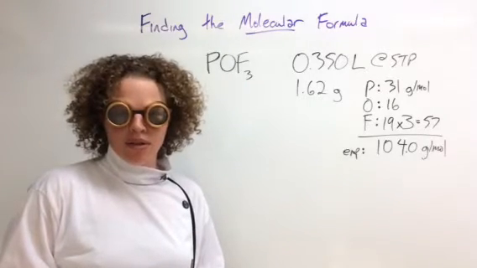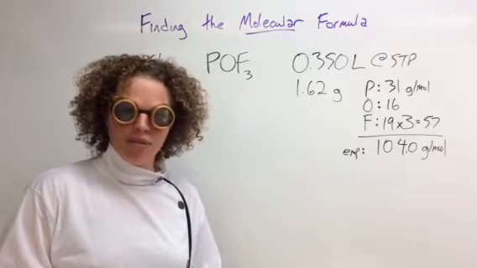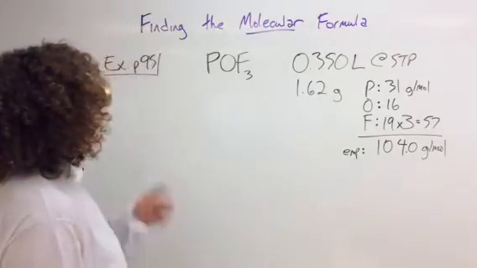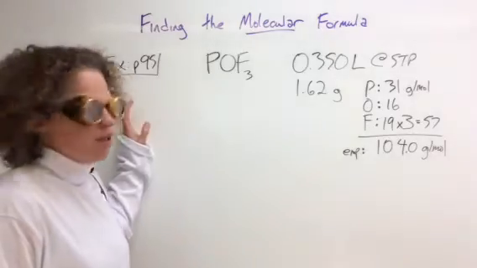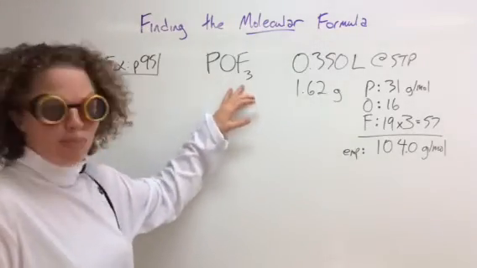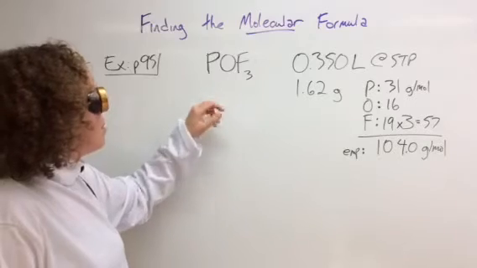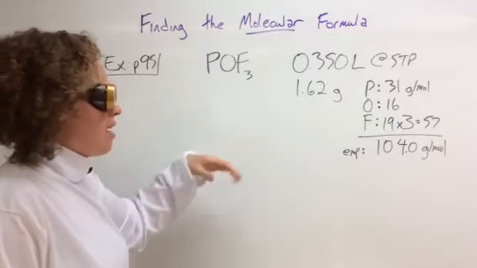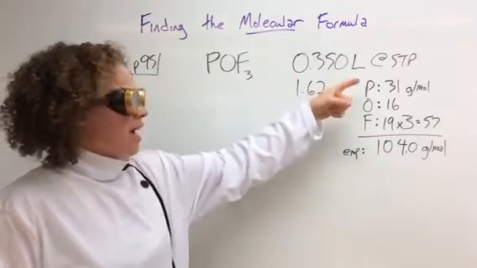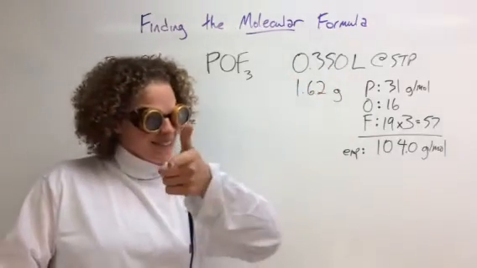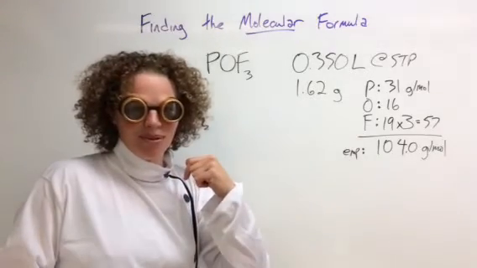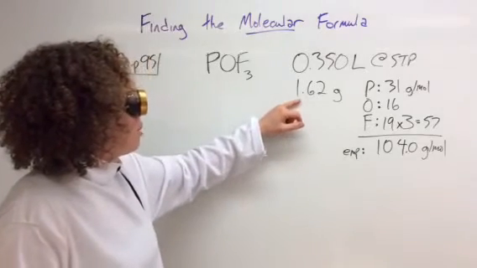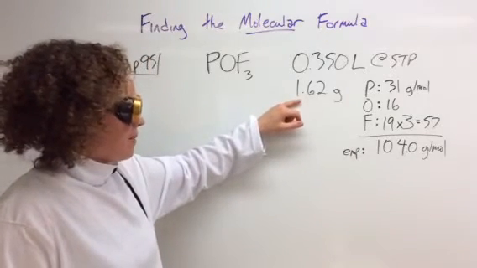Once in a while you're going to get a question that you kind of have to piece together a little bit, but you've got the tools to do this, so we can do it. Now, the first example on page 95 gives us POF3. So 1 phosphorus, 1 oxygen, 3 fluorine. And it tells us that we have 0.350 liters at STP. At STP, that means we can use the 22.4 liters per mole if we need to. And that much weighs 1.62 grams.